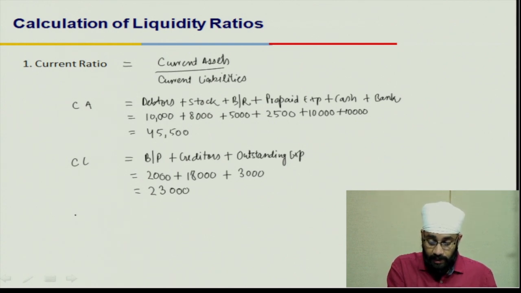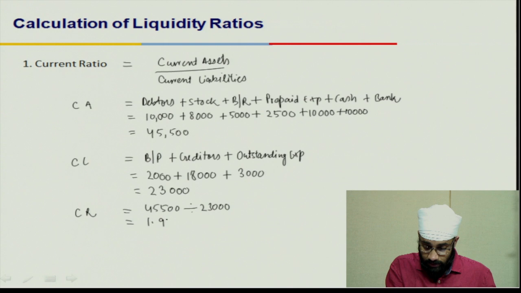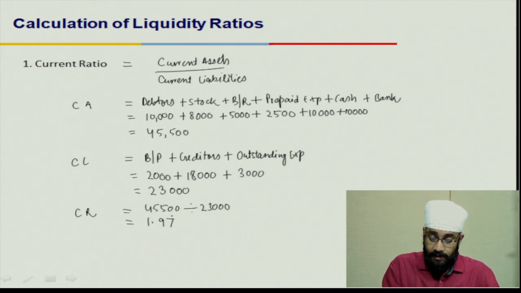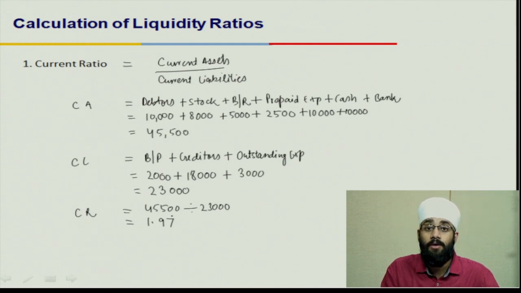All you have to do now is calculate the current ratio, which is going to be 45,500 divided by 23,000, and you get 1.97 as the current ratio. Now this ratio means that the current assets are almost double the current liabilities, and we know the rule of thumb for current ratio is 2:1. That shows a healthy business. The short-term financial position of this particular business is very close to a very healthy business.